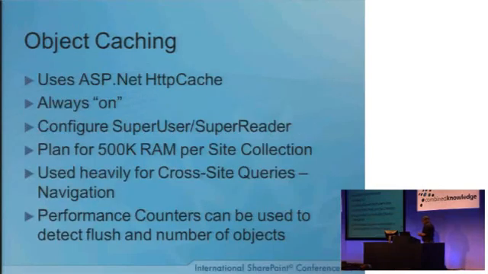So object caching. Object caching uses the HTTP cache. It's one of these always-on things, so you can't really turn it off. You can configure it, but it's something you're always going to use. Typically, you're going to use it for navigation, cross-site queries, things like that. We say plan for about 500K of RAM per site collection.